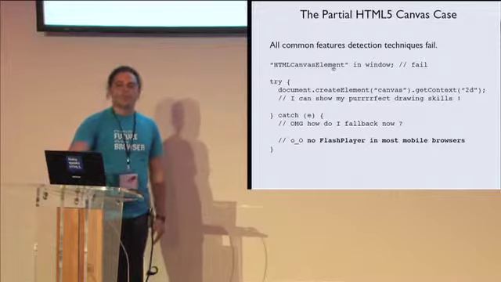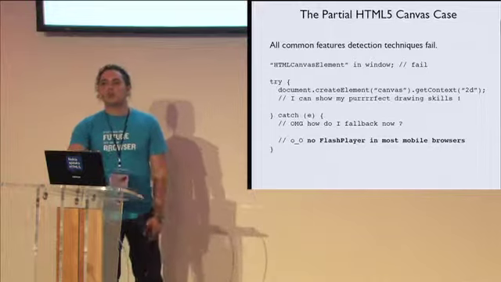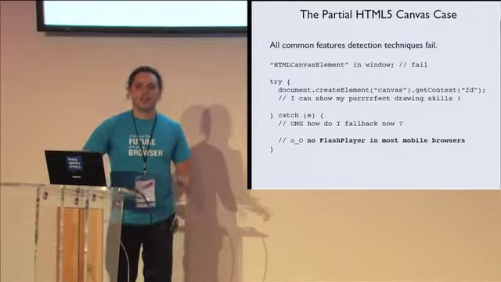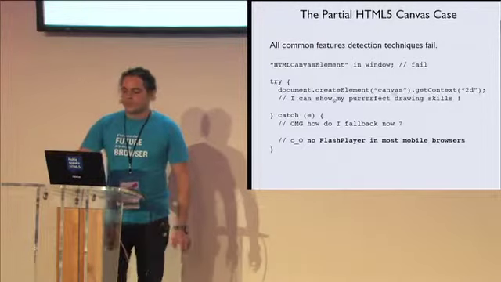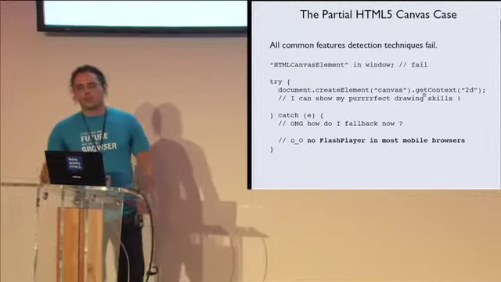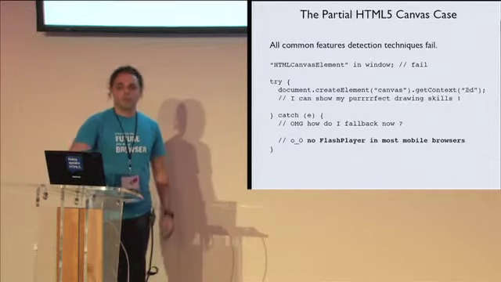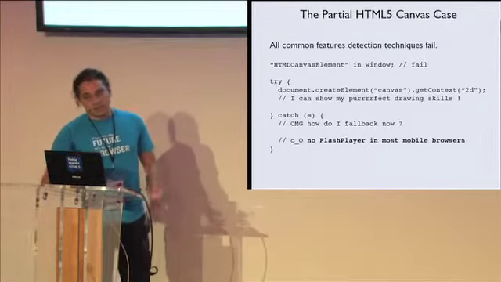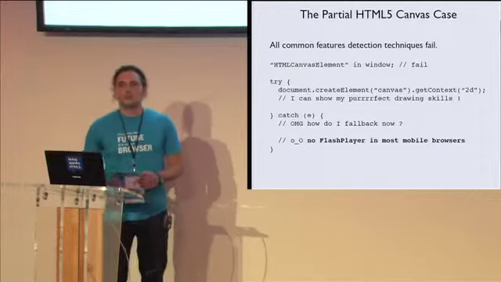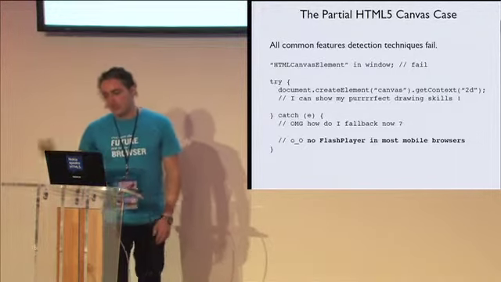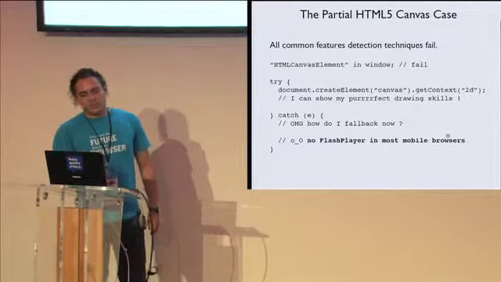All these common feature detections will fail in this case because HTML canvas element in window will be true, but it doesn't tell us that the canvas is fully implemented. So for us, this is not enough. Try document create element canvas. This is the classic trick. Hey, is there a canvas? Is there a context? Probably yes. Is this enough? No, this is not enough. Unless you know that get context and the API you use in your project is supported, and this is enough for you as a test, then, well, I never see anything on the catch.